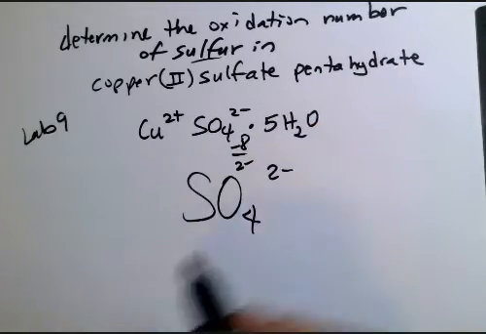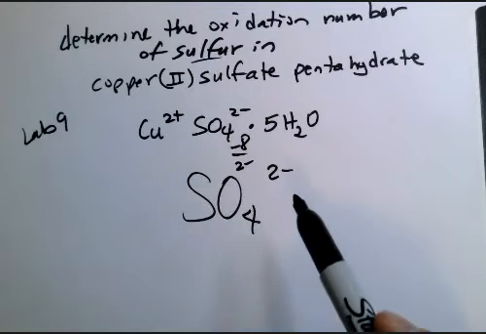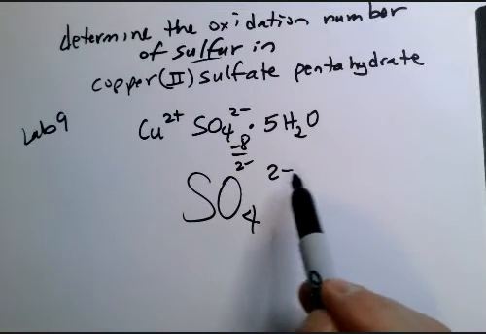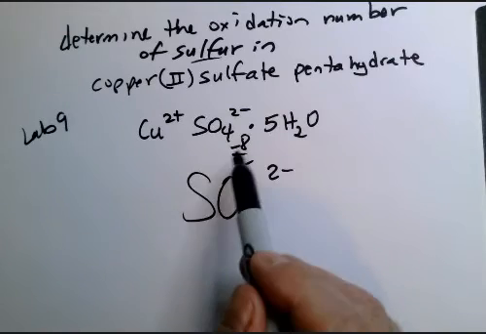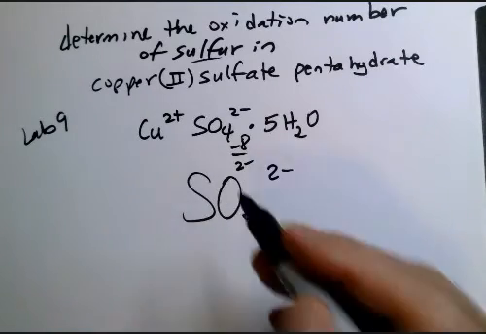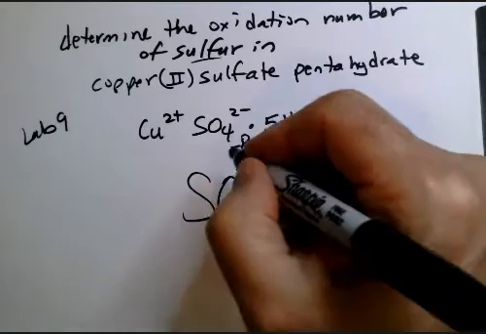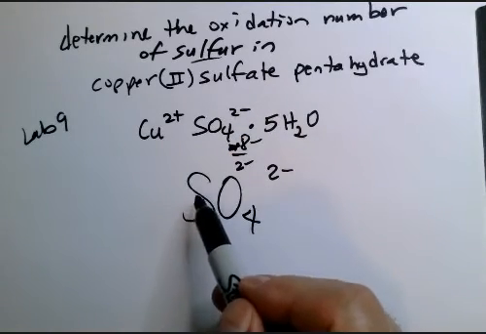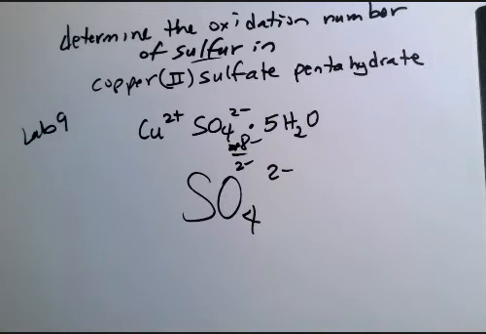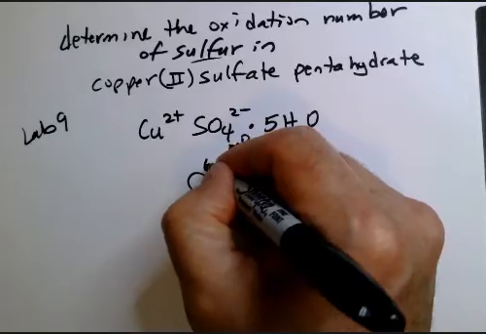Now, here's where the trickery kind of comes in. If the net value is -2, then what does sulfur have to be to add to -8? Or, I'm so sorry, there it is, 8 minus. What number does sulfur have to be to add to 8- to get 2-? It has to be how many positives? It has to be 6+.